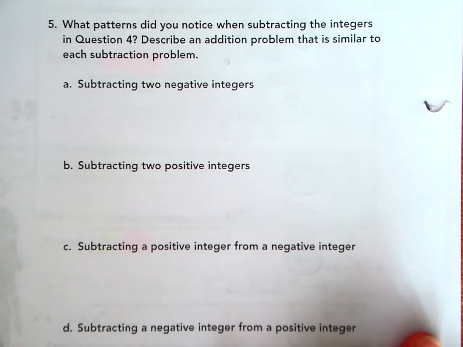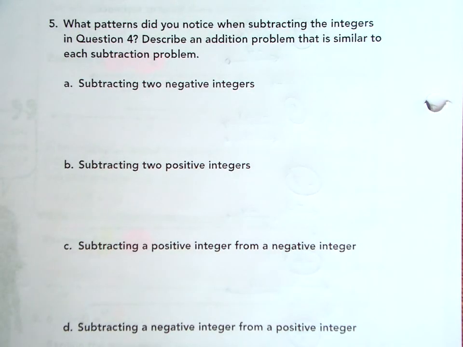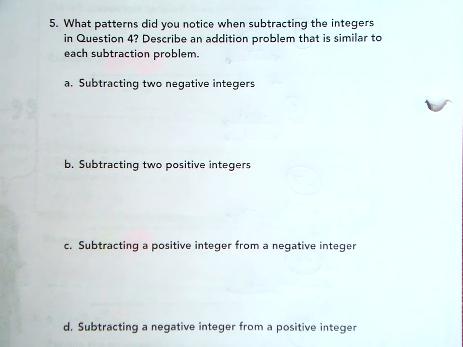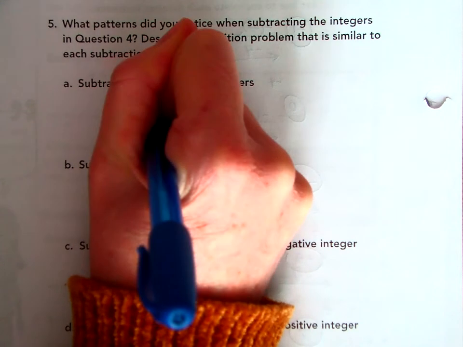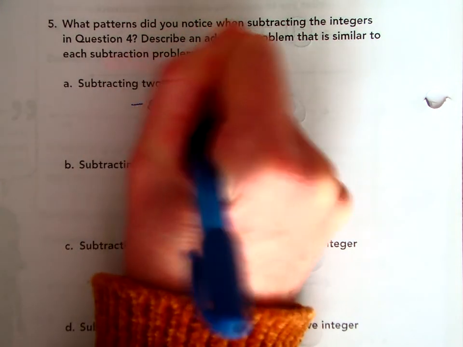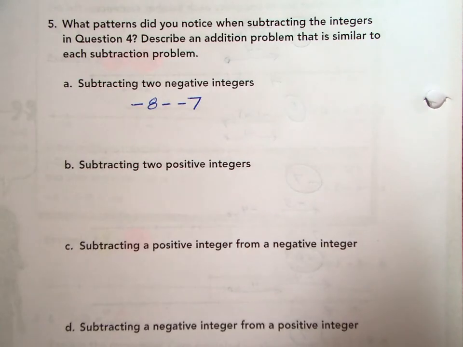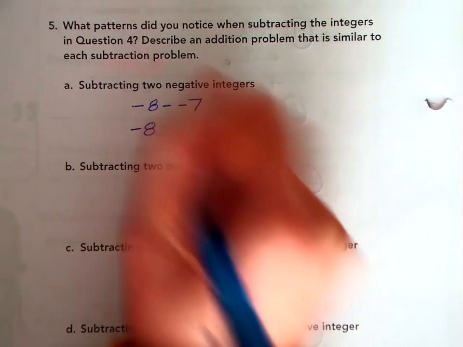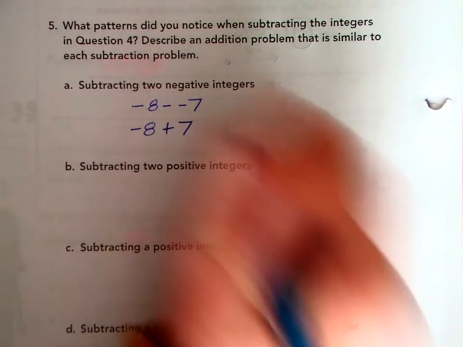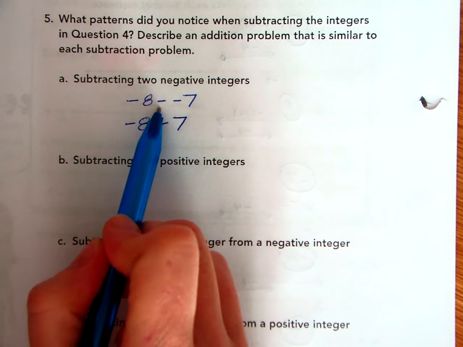Good job. What patterns did you notice when subtracting the integers in question 4? Describe an addition problem that is similar to each subtraction problem. Subtracting 2 negative integers. Okay, let's say I had negative 8 subtract negative 7. It is the same as negative 8 adding 7. Because I'm going to go the opposite of negative.